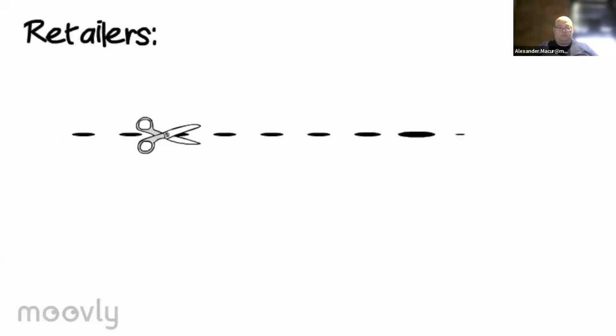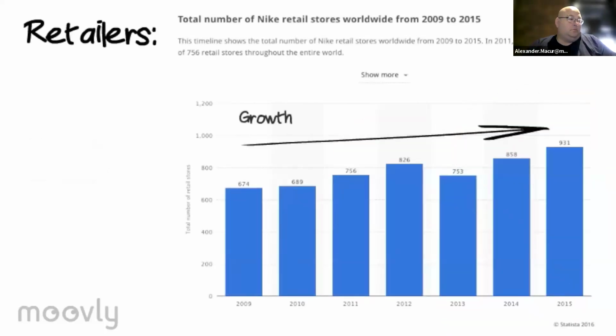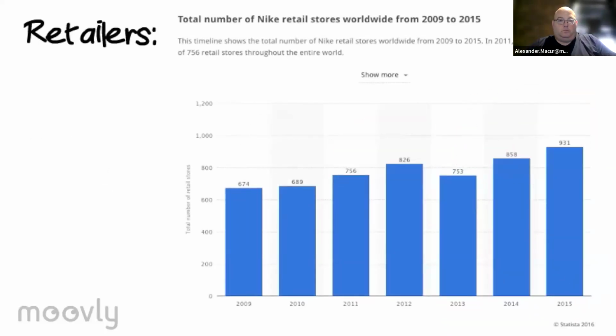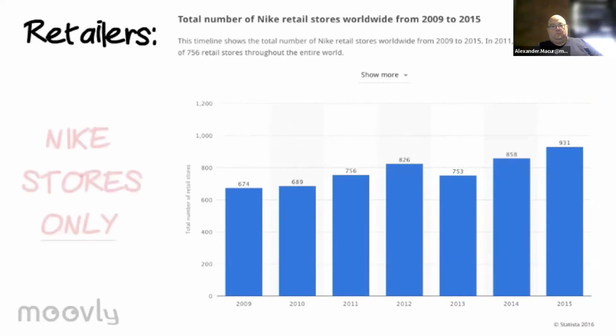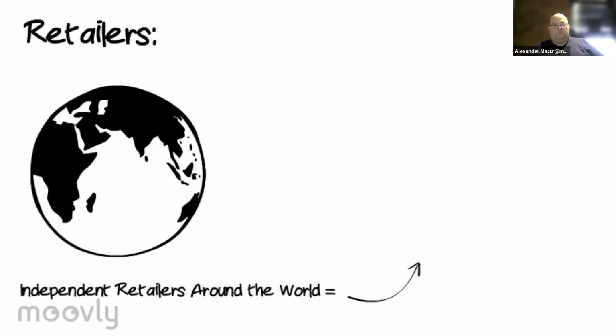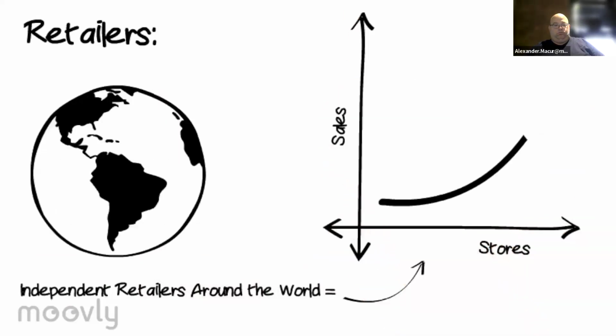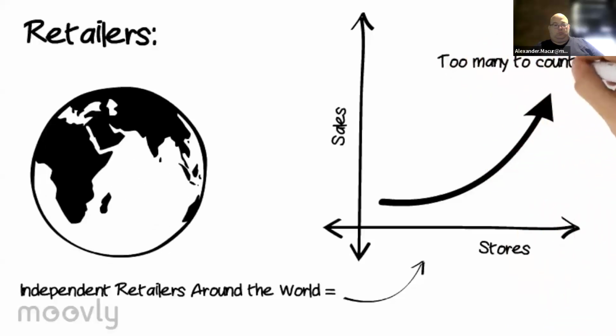But that's not to say retailers are yet to be cut out of the mix. In fact, the following graph shows the growth of Nike retail stores worldwide since 2009, jumping from 674 to 931 in 2015. The number represents the number of Nike stores alone and doesn't account for the huge number of independent retailers selling Nike shoes all around the world. Just consider how many athletic stores there are in Ottawa alone selling hundreds of pairs of Nike shoes. Multiply that by thousands of other cities worldwide.